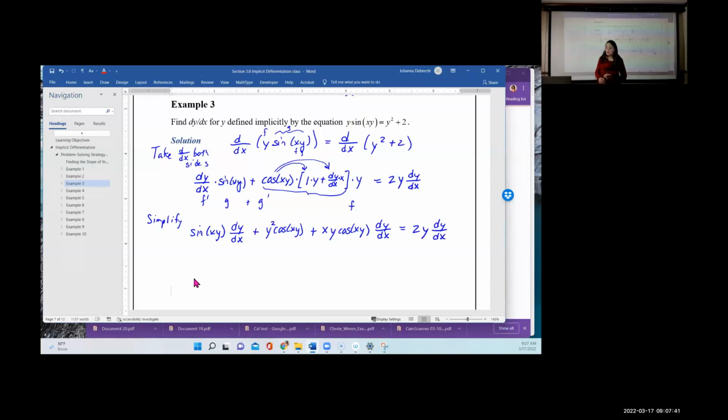Remember in multiplication that the order is not important, that it can commute and associate, so we can move around the factors from the back to the front. Okay. Our next step after we simplify is to isolate the dy dx terms.